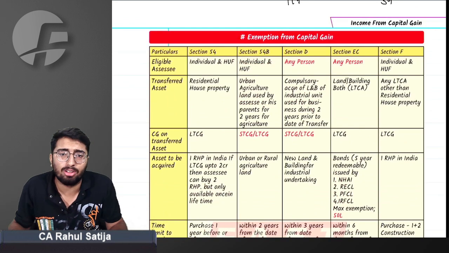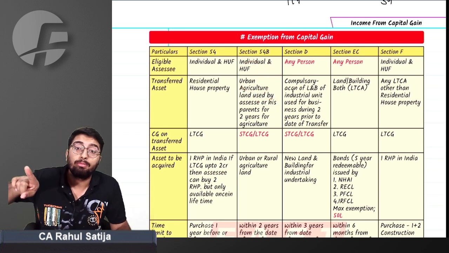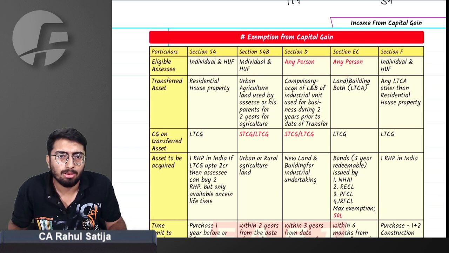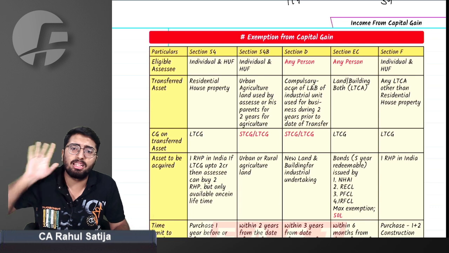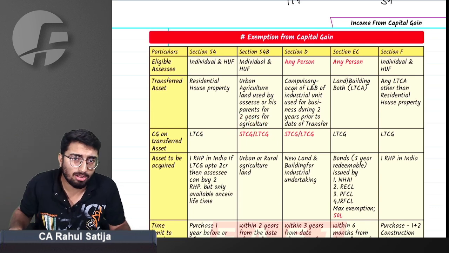If any individual or HUF transfers any urban agriculture land which is used by him or his parents at least for 2 years for the purpose of agriculture. Individual or HUF transferring urban agriculture land used by them for at least 2 years. It can be long-term capital gain, it can be short-term capital gain.